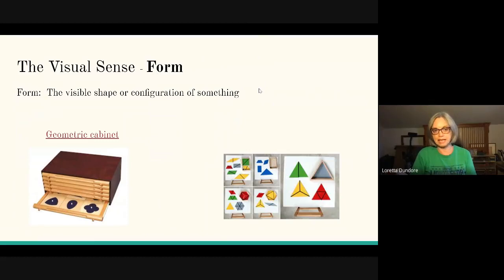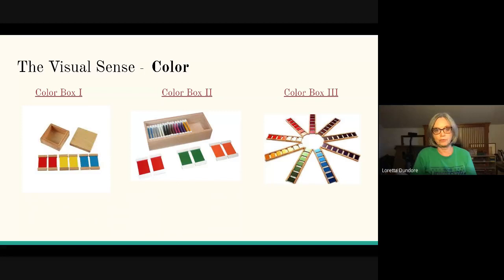And I put a link on this one that shows that you could do this at home if you're doing virtual learning at home. This is a place where you could click and sign up for an app. It's just the form, the visible shape or configuration of something. So in our packets, we sent home the triangles to help look at this form and make different shapes with just the triangles. Then Lisa was talking about the color boxes.